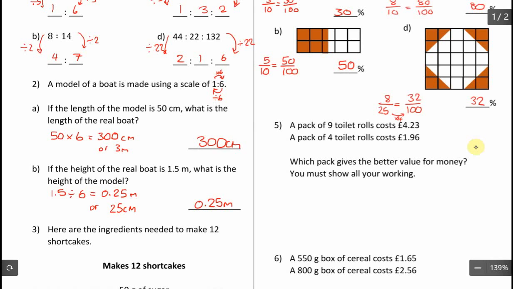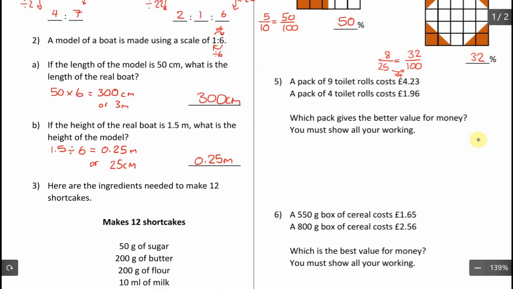Number 5, a pack of 9 toilet rolls costs £4.23 and a pack of 4 toilet rolls costs £1.96. Which pack gives the better value for money? So we need to compare the same number of toilet rolls. 1 is always a good amount to go for. So if we want to turn this pack of 9 into 1, we need to divide it by 9. And we need to divide the cost by 9 as well.